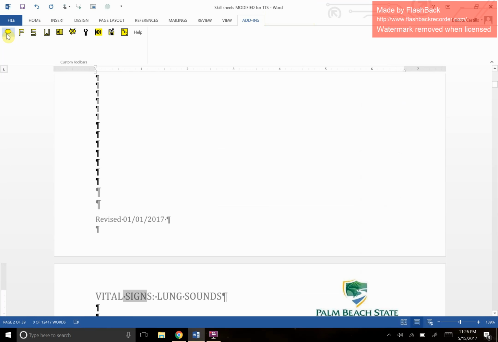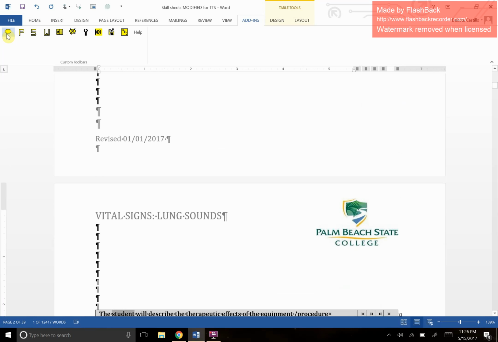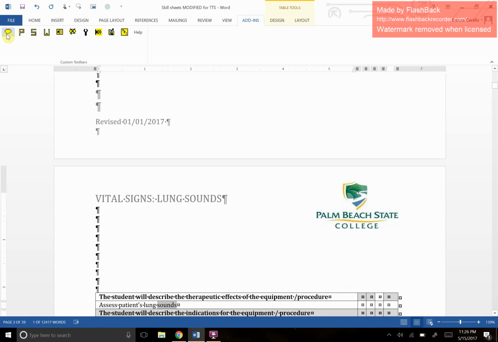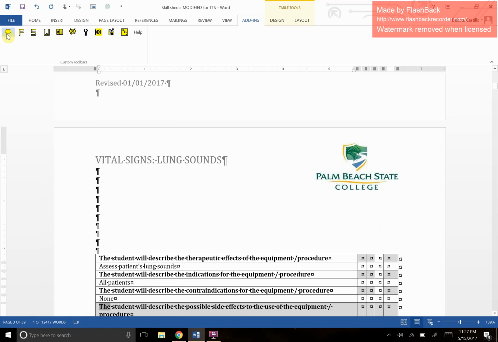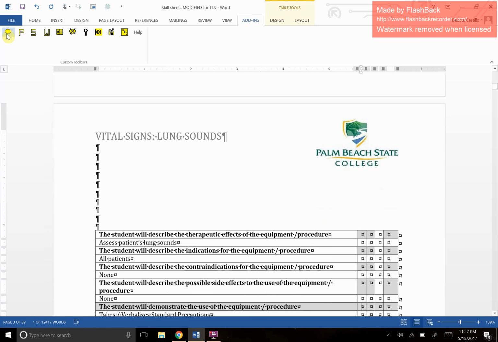Vital signs, lung sounds. The student will describe the therapeutic effects of the equipment/procedure. Assess patient's lung sounds. The student will describe the indications for the equipment/procedure. All patients. The student will describe the contraindications for the equipment/procedure. None. The student will describe the possible side effects to the use of the equipment/procedure. None. The student will demonstrate the use of the equipment/procedure.